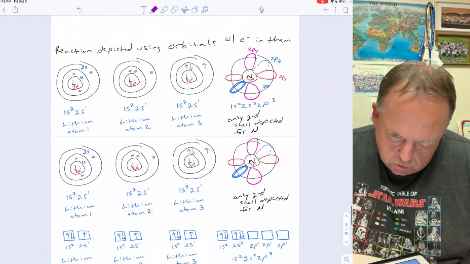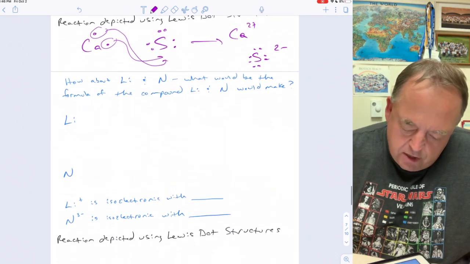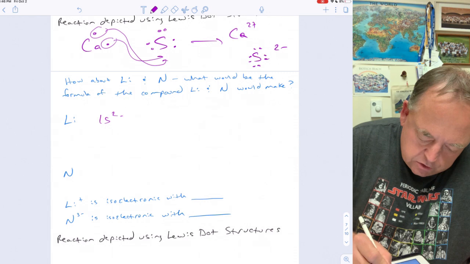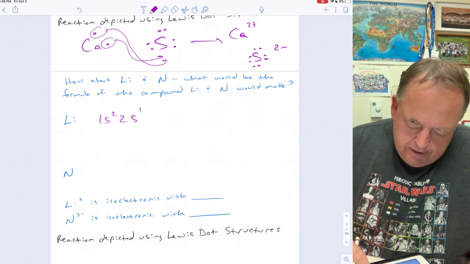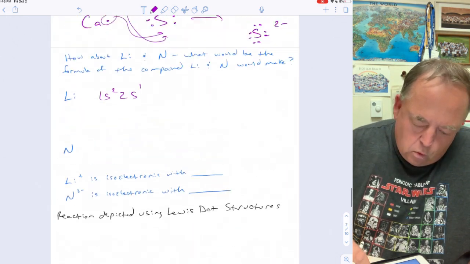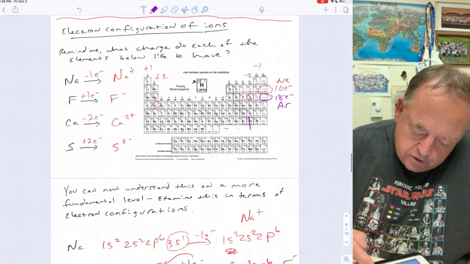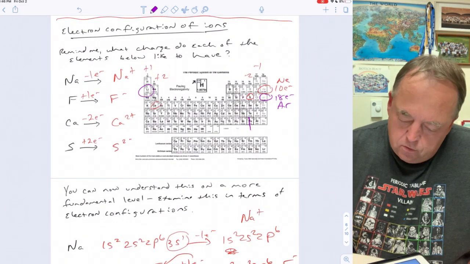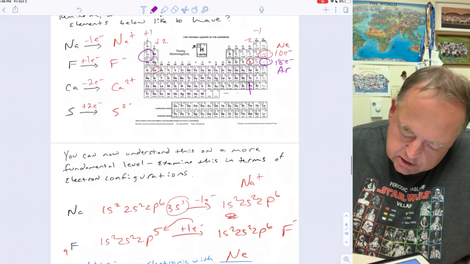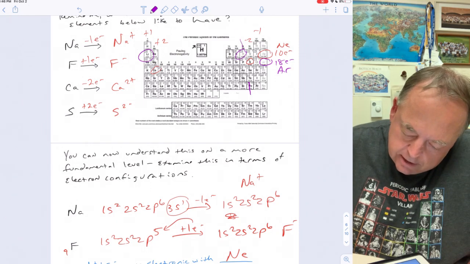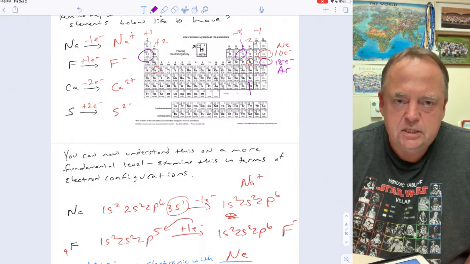Okay, let's do another of these. So lithium and nitrogen. Lithium's 1s2, 2s1. It's in group 1, right? So it wants to lose 1 electron. So lithium is here, wants to be plus 1 charged, and nitrogen is here. So nitrogen wants to be -3 charged. So it wants to gain 3 electrons.